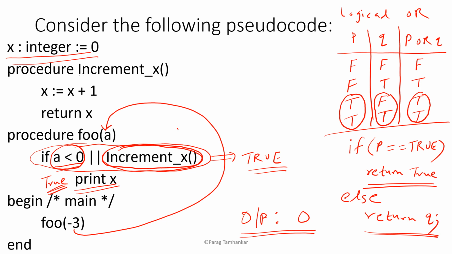Okay, so in this code, this increment function doesn't get executed because the first part of the if itself is true and we have logical OR operator. It says if the first part is true, don't execute the second part. So the increment x function is not called, so x is not incremented, so x retains its original value. Hence the output of this code happens to be 0.